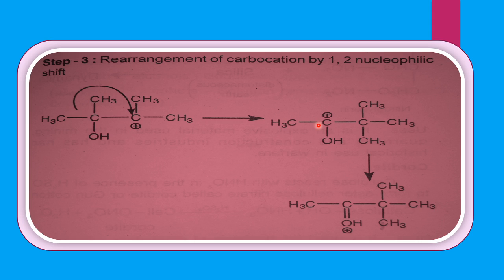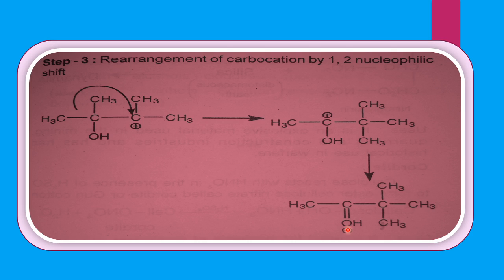and in this way you have to write the intermediate product CH3C+(OH)C(CH3)(CH3)CH3. This is the intermediate carbocation formation. In the next step, the oxygen containing a lone pair gives its electrons, and neutralization takes place. Here a double bond forms, and on oxygen a positive charge forms. This is the next step.